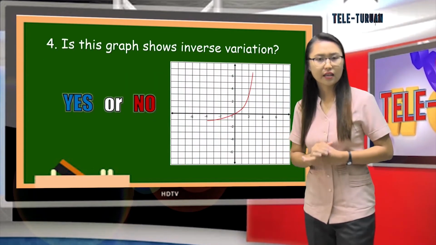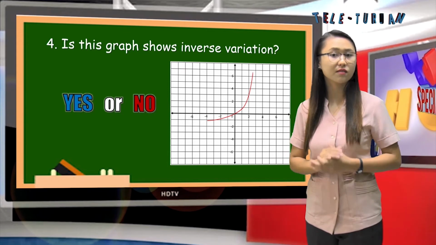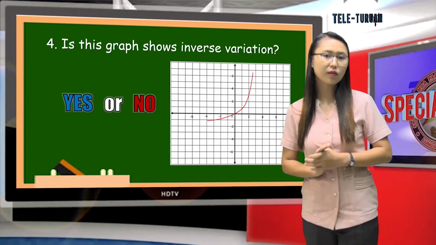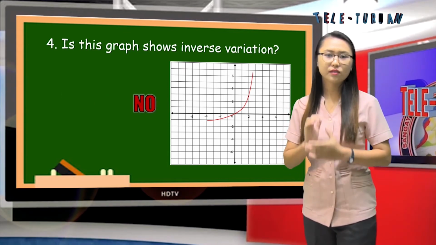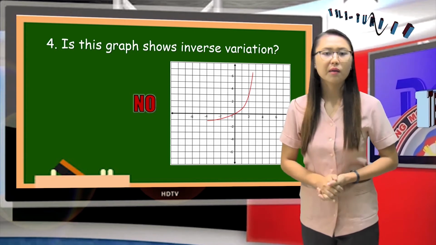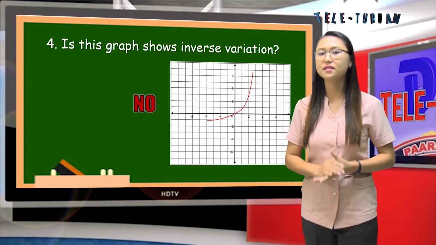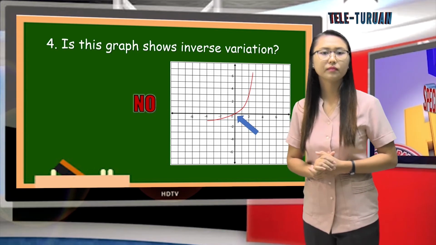Number 4. Does this graph show an inverse variation? Yes or no? That's right. The answer is no, because as we can see, it passes through the origin.